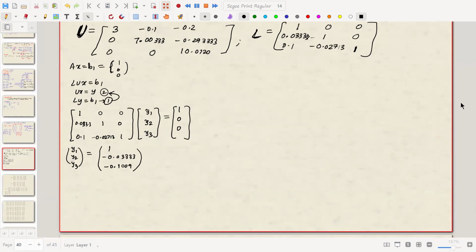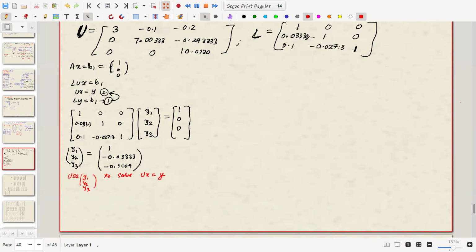Now what should be your next step? You found y, right? Where should you use the y? You should use y in the second equation. So use y1, y2, y3 to solve Ux equals y. That is the second step for you.